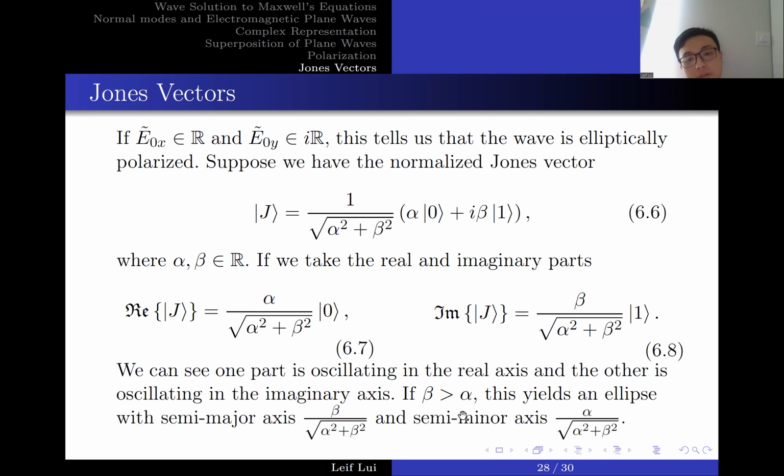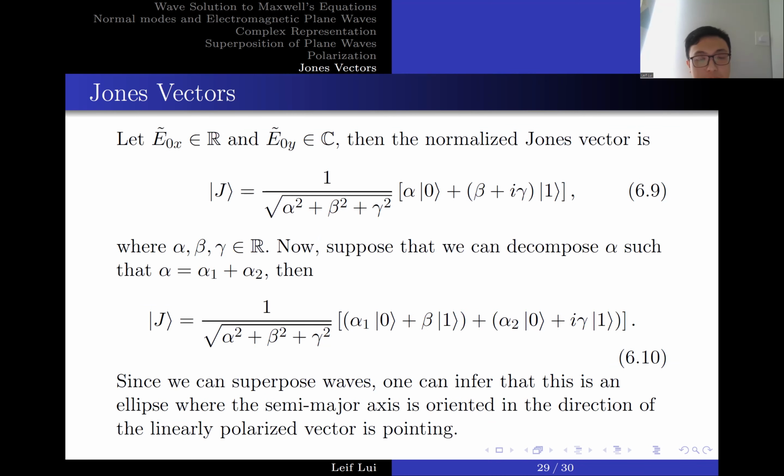And if we flip this inequality around, so this is alpha and this is beta, they basically switch. One is the semi-major axis and one is the semi-minor axis, so we just swap the two axes. So this is the motivation as to why I like to use Jones vectors, because it tells us a lot of information about the polarization of the wave.